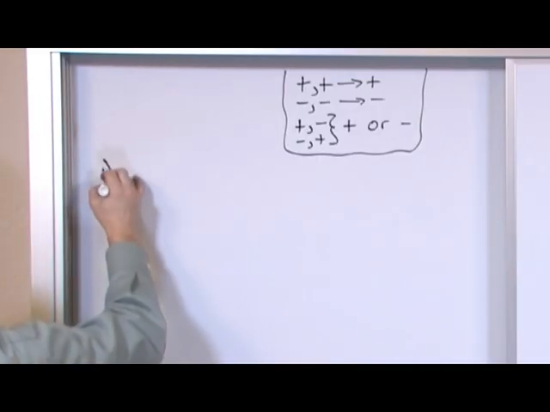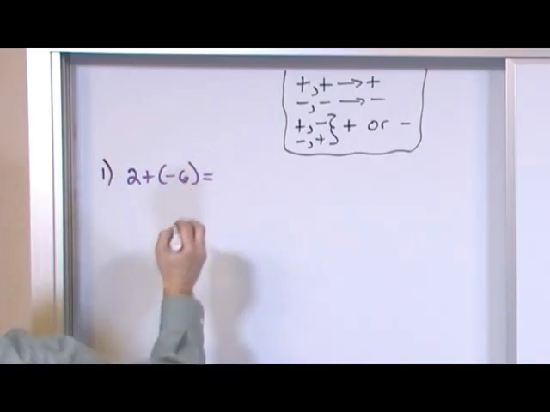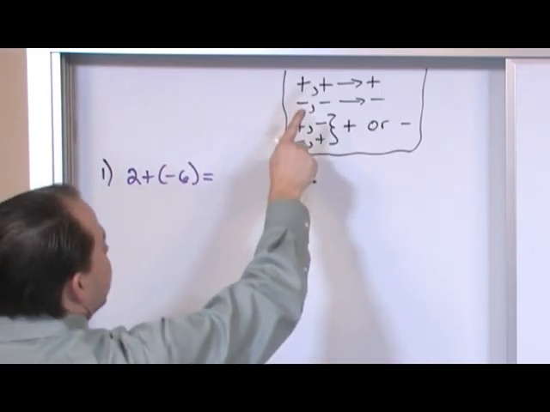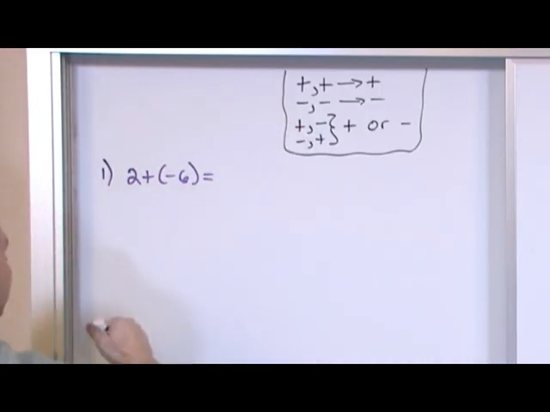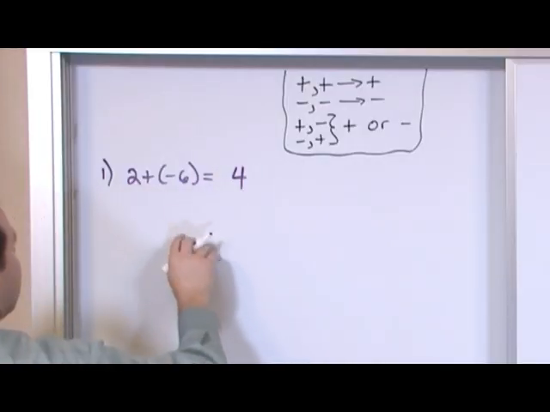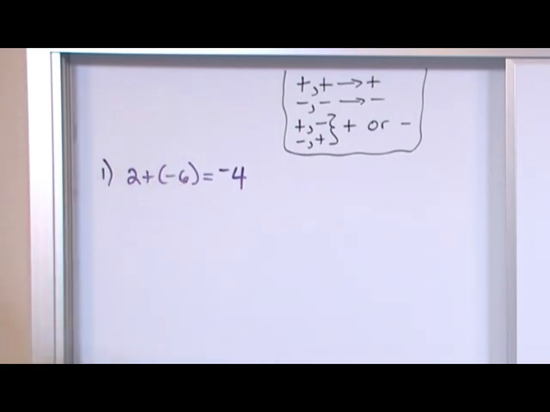So let's say we have 2 plus negative 6. I've got a positive plus a negative, which is the case we just did. So I subtract these numbers. 6 minus 2 gives me 4, and the negative sign is what I use because this number is the bigger absolute value-wise.